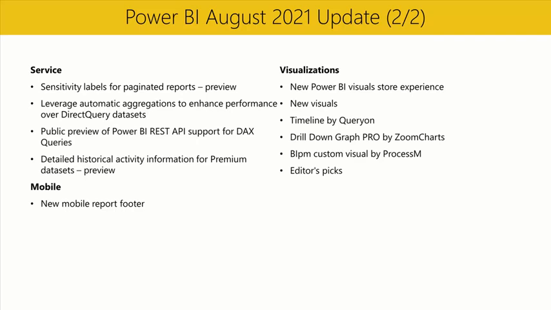And this month's editor's picks are the Drill Down Map Pro visual by Zoom Charts, the Cradeck Timelines visual by Cradeck, the KPI ticker by Mac Software, and the Collage visual by Cloudscope. You can find these editor's picks and all of the other mentioned visuals on AppSource.